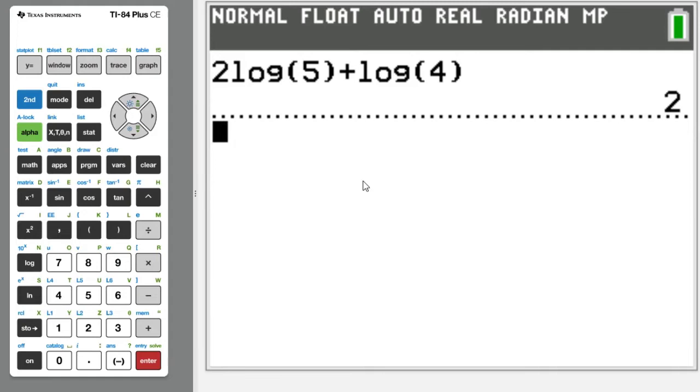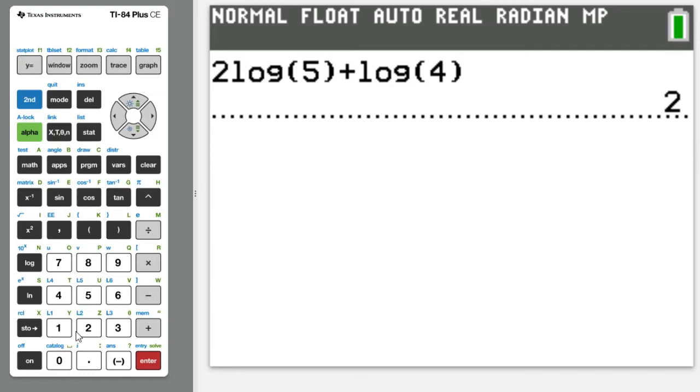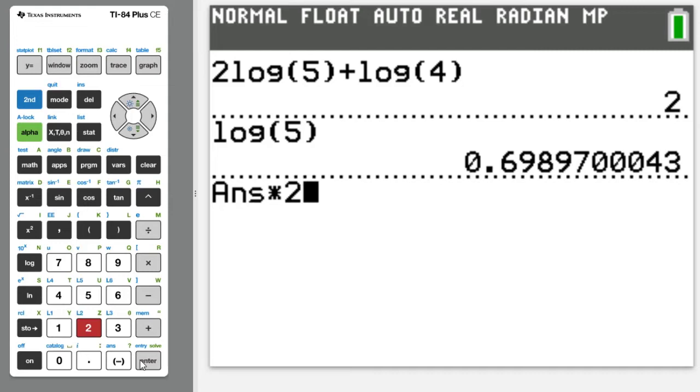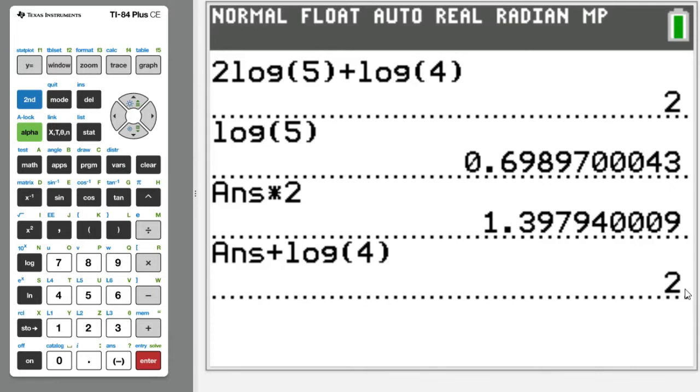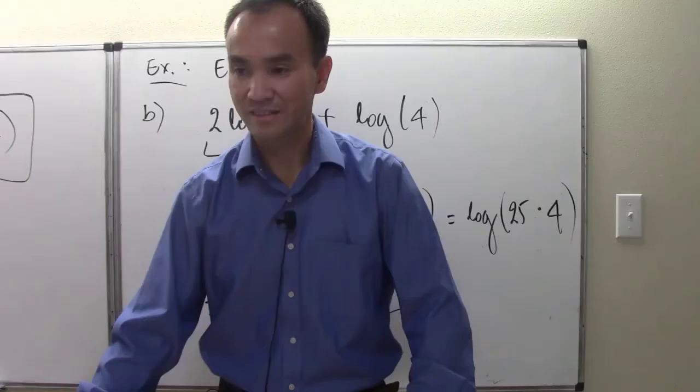But if we're talking about some of those calculators that are a lot more basic than this, then we have to do it separately: log base 10 of 5, get an answer, multiply that by 2, get an answer, and then add log base 10 of 4. And then that answer will finally come out. I would say man's solution is going to be a lot faster in a case like this.